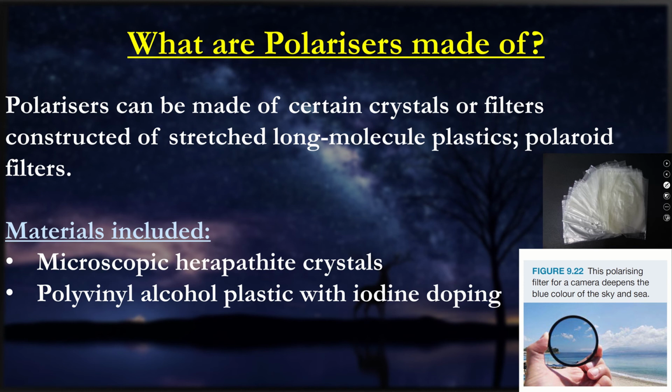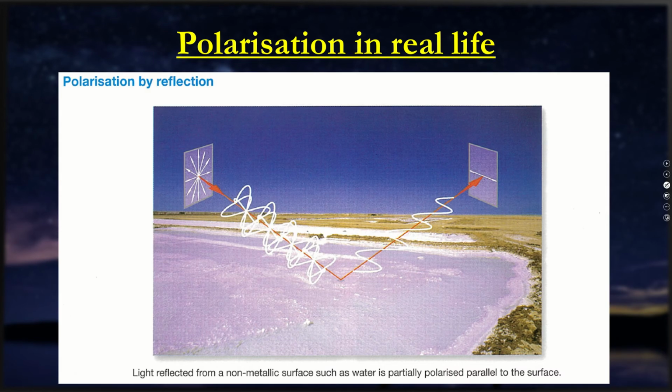Right, what are they made of? They're made of microscopic herapathite crystals and also polyvinyl alcohol plastics with some iodine in it. You can make many things using Polaroids. You can use any old glasses and some sticky tape, and you can also get the exact same effect. You can also do the same idea with polarization in real life. So there's that.